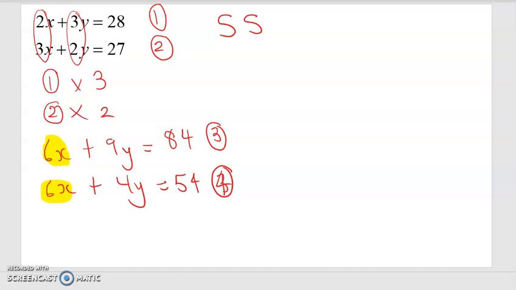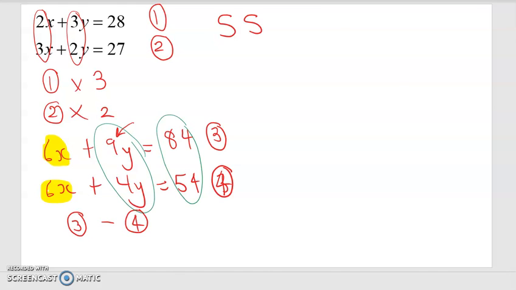Now, when I do subtraction, I like to start with the bigger number first, so I will do equation 3 minus equation 4. So we are going to be subtracting here and subtracting here. So 9y minus 4y is 5y, 84 minus 54 is 30, and so I can find y by dividing by 5, and that gives me that y is 6.